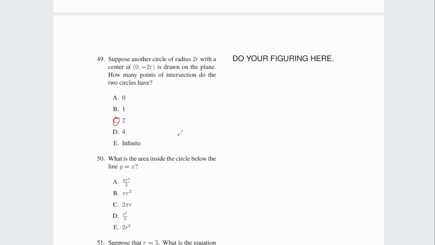Even if you don't draw it, you just know this. So 0 isn't possible. 0 would be the case if this other circle were 5r or 6r away. Fine, 0 points of intersection, but it's not.